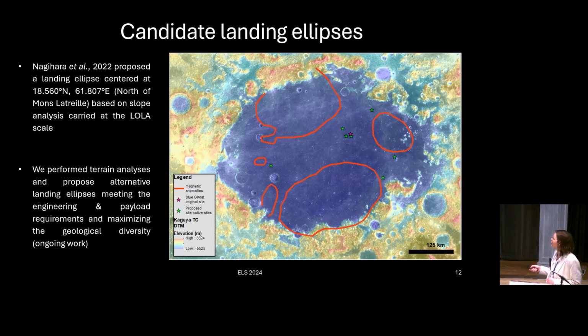And we proposed alternative landing sites meeting the engineering and payload requirements to maximize the geological diversity, or to maximize the science that we could get from it. And so here in red, those are the magnetic anomalies, big no-nos. And all those green stars are proposed landing ellipses.